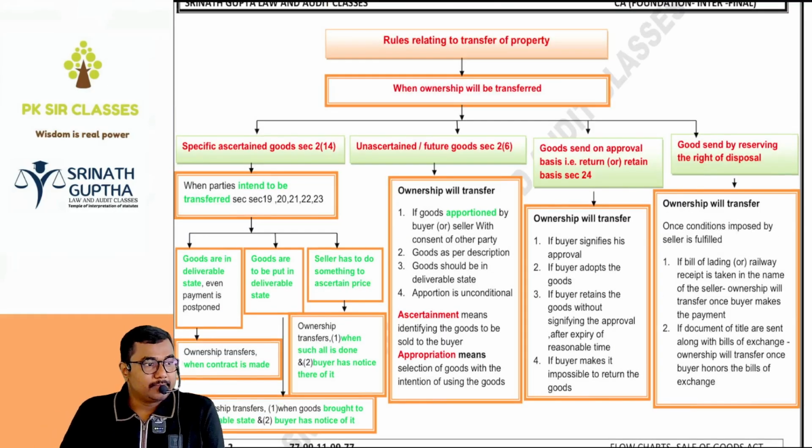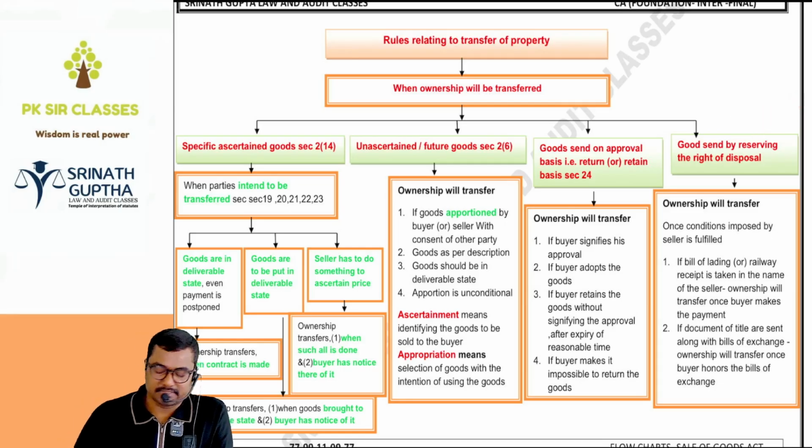When ownership will be transferred in case of the specific goods, when ownership will be transferred in case of the uncertain goods, when ownership will be transferred in case of goods on approval basis, when ownership will be transferred in case of reservation of right of disposal. These 4 things are very, very important. Let us start with the first one.